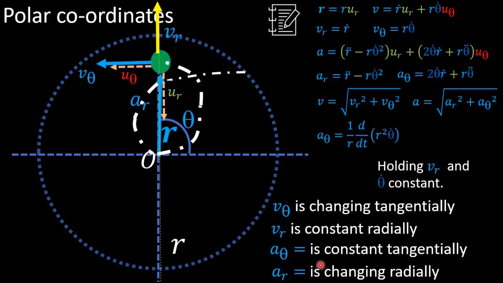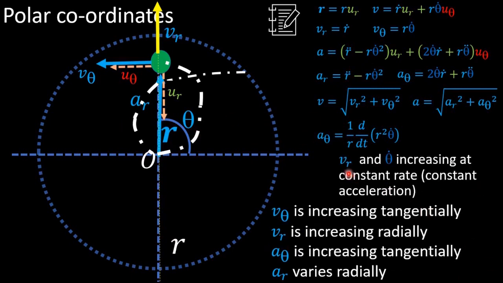So a sub r is going to be changing radially because r is changing radially, so the centripetal acceleration is changing radially because as the particle is moving radially, the radius is changing, which means the centripetal acceleration here will be changing, and r double dot there is just going to be 0 because the acceleration in the radial direction is still 0 because v sub r is constant.